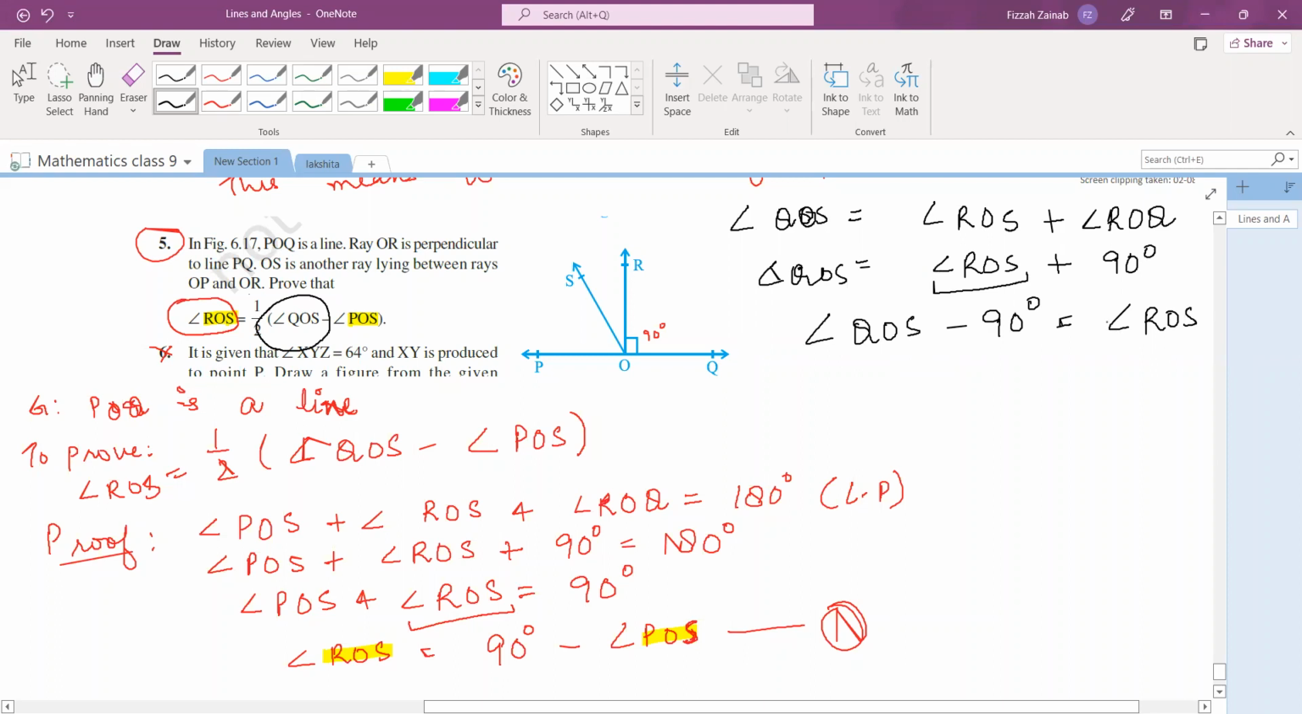Yes. Or just flip it. So angle ROS is equal to angle QOS minus 90 degrees. No problem. I'm writing the right hand side here and the left hand side here. Now you see equation 1 and equation 2. The left hand side is both ROS. Clear?